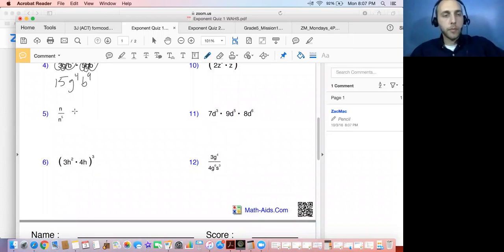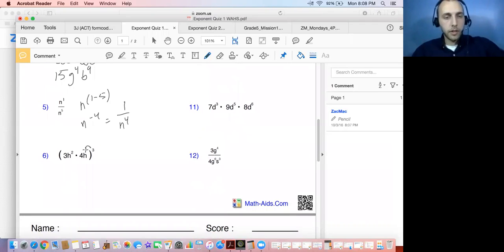Here, we use the same rule that we used in, I believe, number 1, where we subtract the exponents: first power, 5th power. We just do 1 minus 5 and get n to the negative 4, which is 1 over n to the positive 4. Number 6, same thing we did earlier.